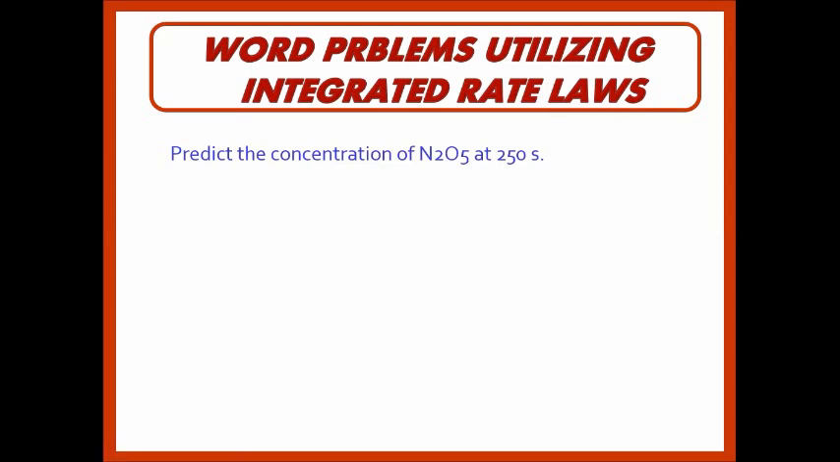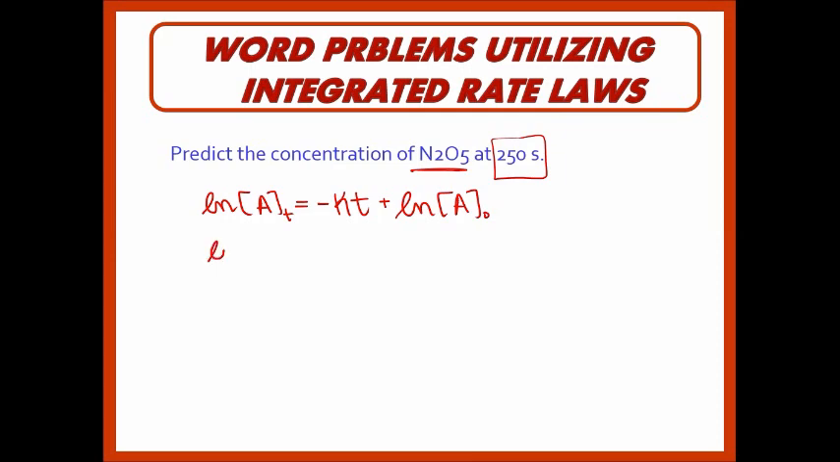Now the next question we're asked is to predict the concentration of N2O5 at 250 seconds. So we need to know the concentration at a certain time, and the certain time is 250 seconds. And so remember that we use the integrated rate laws to relate concentration and time. So the integrated rate law for a first order reaction is the natural logarithm of the concentration of the reactant at a certain time is equal to the negative rate constant times that time plus the natural logarithm of the initial reactant concentration.